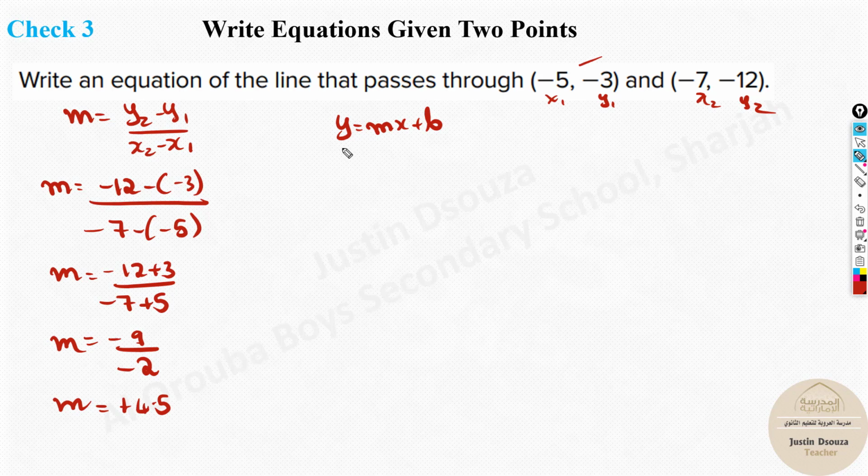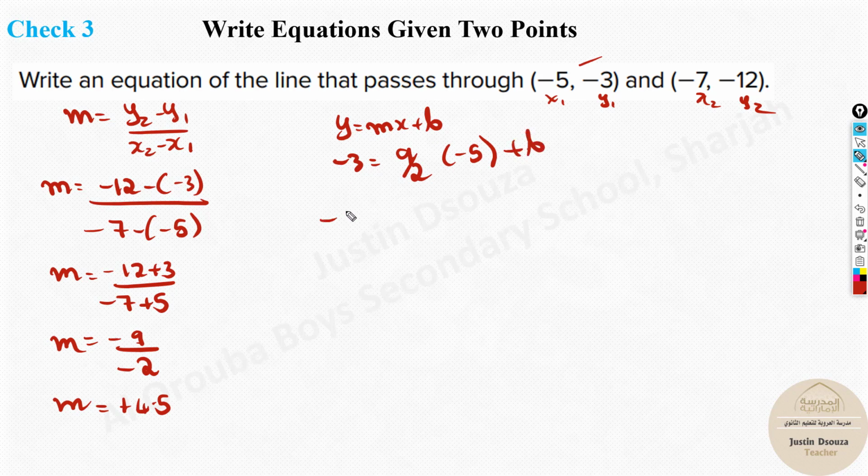Substitute everything. So y is minus 3 equals m, which is 4.5, times x, which is minus 5. I'll write this as 9 by 2, it's better to write it as 9 by 2 for calculation. It's positive 9 by 2. Minus minus becomes plus. So here, 9 by 2 times negative 5. What is it over here? Plus b. So take the 2 to the other side.